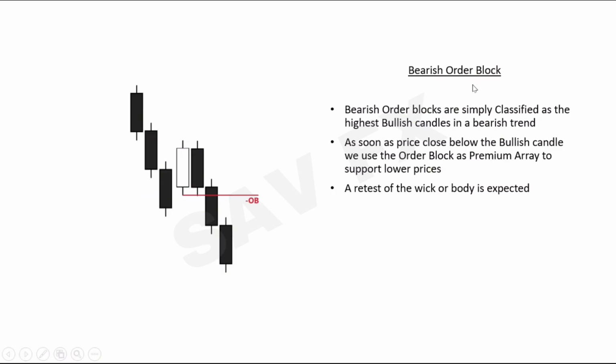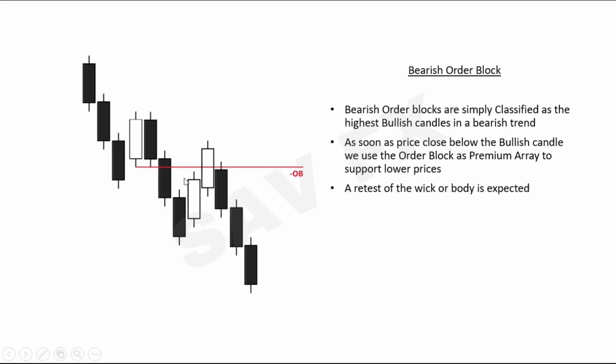Then our bearish order block is simply an inverted version of the bullish one. It's a bullish, meaning an up close candle, the highest one that forms within a bearish trend. And we identify it as soon as price closes below it. And then retest back into the body or the wick as expected. Then we utilize that as an entry to seek lower prices, which would be identified in a manner like this.